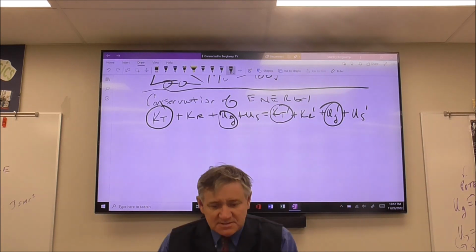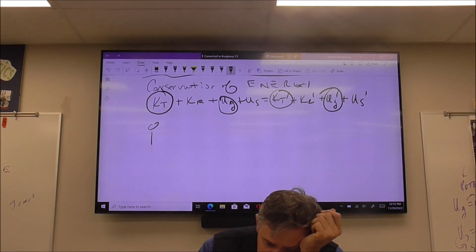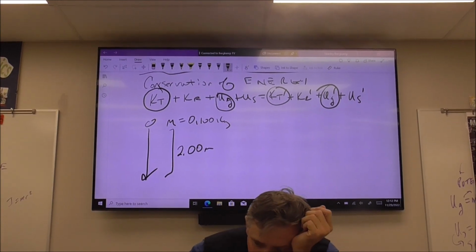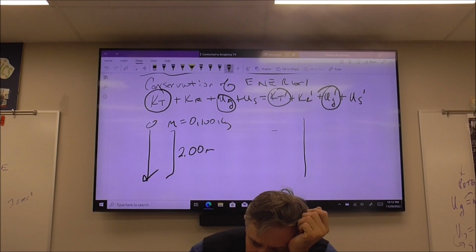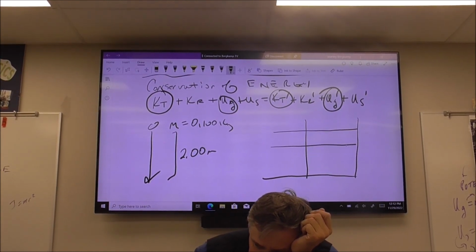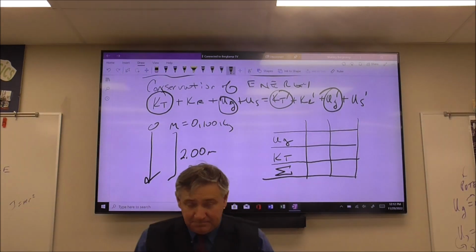Okay. So, what we're going to do is set up a chart. Here's the situation. I've got a ball. Let's say the mass is 0.1 kilograms, and let's say that it's 2 meters above the ground. The sooner that you embrace this idea of setting up charts, the easier life is going to be. So in this situation, I'm going to have UG, I'm going to have KT, and then I'm going to have the sum, okay?